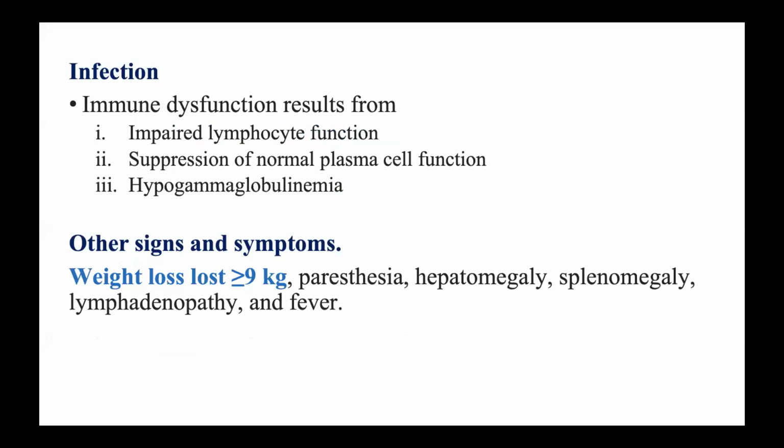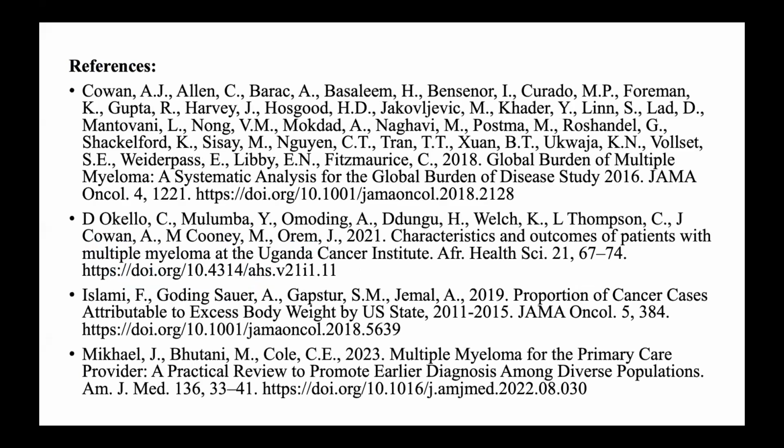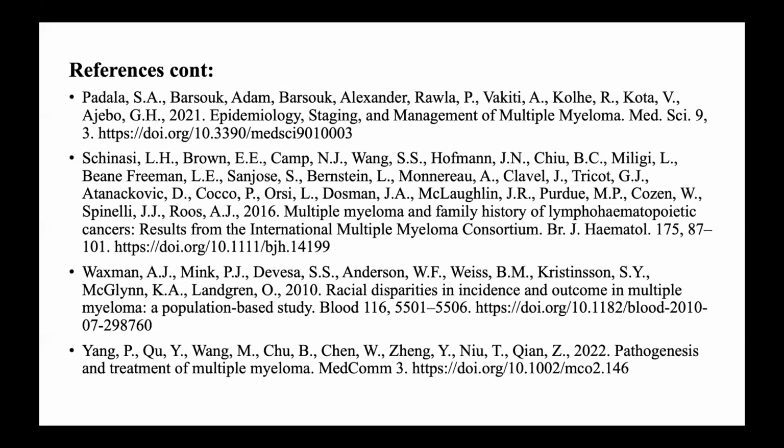So finally, this patient may present with infections, and this is because of impaired lymphocyte function, as we saw from the beginning, and also suppression of the normal plasma cell functions. And therefore, the other symptoms you may find in such patients are weight loss, over 9 kgs in a short duration of time, hepatomegaly, splenomegaly, lymphadenopathy, and fever may also be a presenting symptom. So those are my references, and I thank you all for listening.